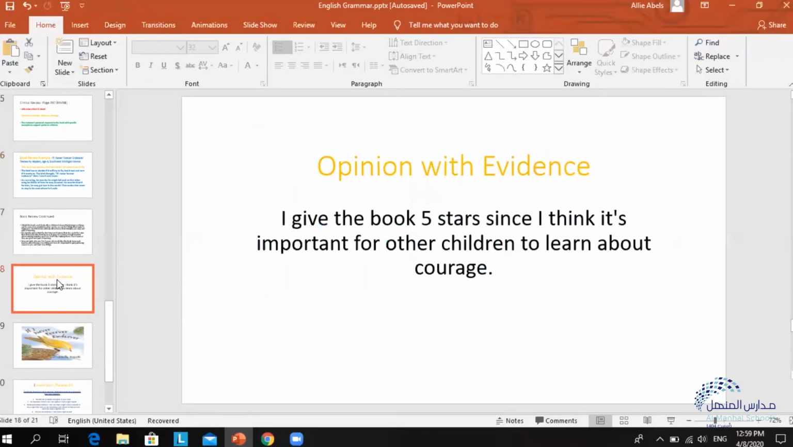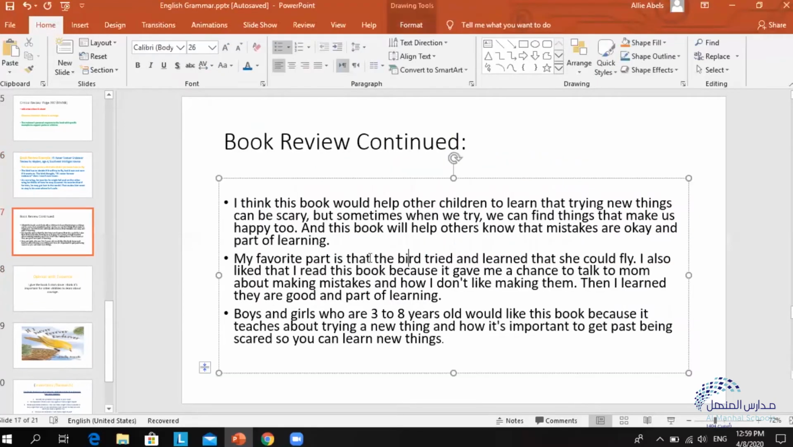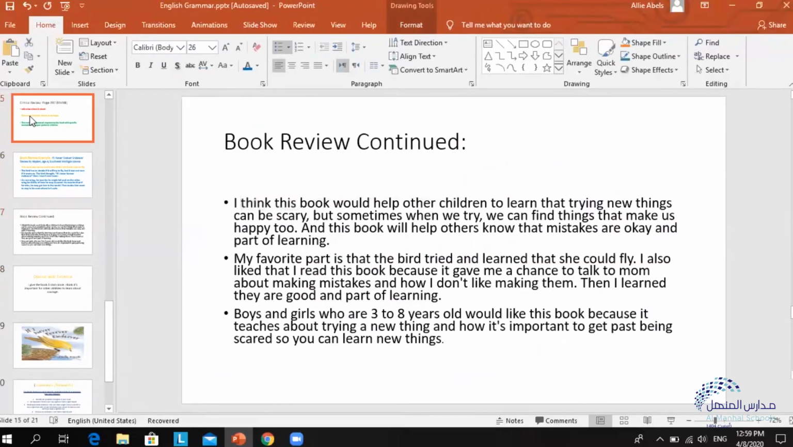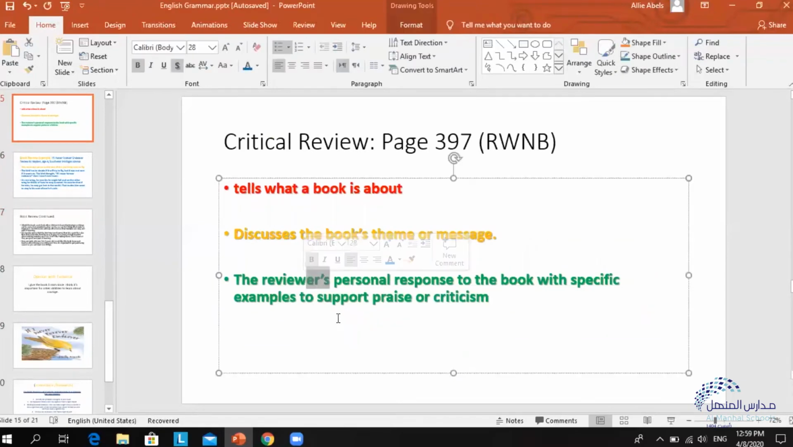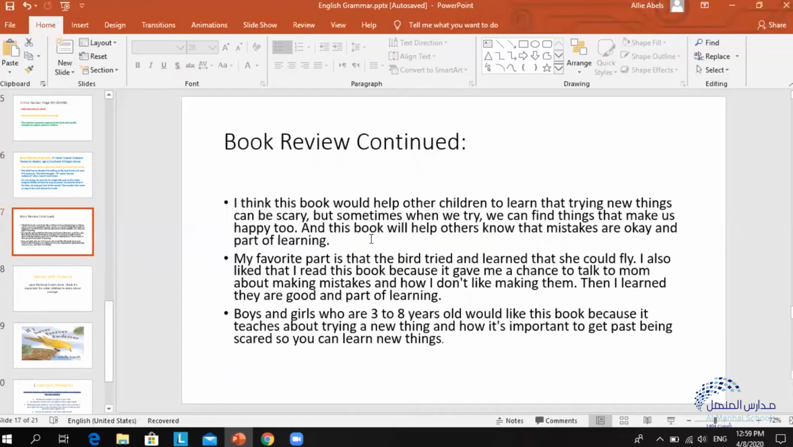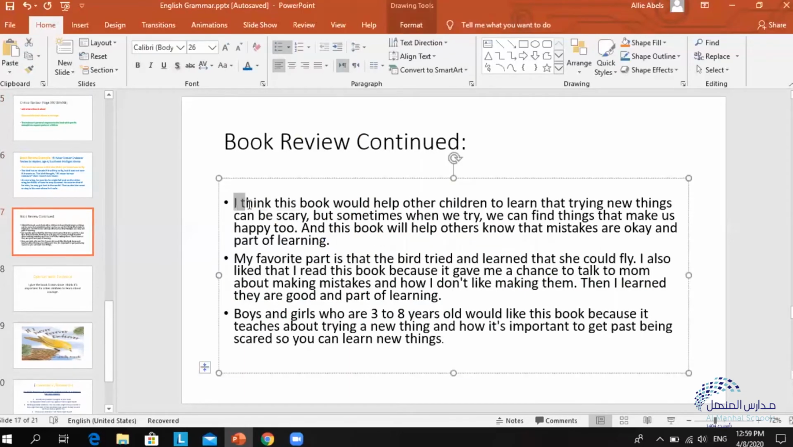And thirdly, he gives his own opinion about the book, and that is what we basically said. The reviewer, the person giving an opinion, has to give his personal response to the book with examples. Okay, so if we look at Hayden, what did he do? He said, "I think." So when you write a review, you say, "I think this book would help other children to learn trying new things can be scary, but sometimes when we try, we can find things that make us happy too. And this book will help others know that mistakes are okay and part of learning."